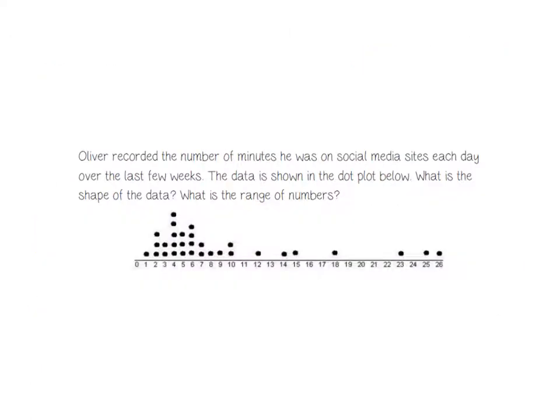So this one says, Oliver recorded the number of minutes he was on social media sites each day over the last few weeks. The data is shown in a dot plot below. What is the shape of the data, and what is the range of the numbers? There's a lot we can figure out from this, but it's only asked us to do the shape and the range. So if I were to outline this, where is my tail? My tail is on the right side. So we look at the tail. So this is considered to be skewed right.